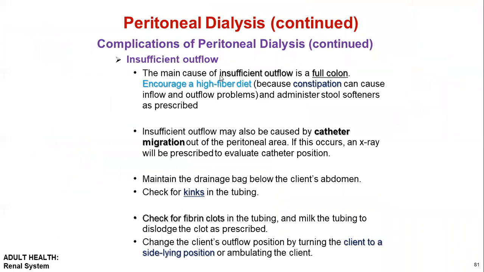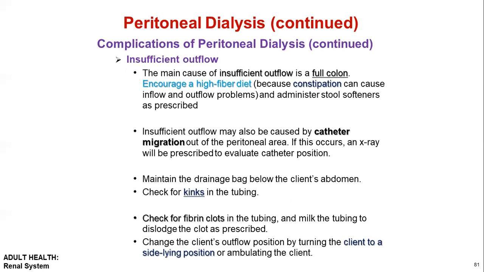Another complication is insufficient outflow. The main cause of insufficient outflow is a full colon. Always make sure patients do not have any constipation, so educate and encourage your patient to take a fiber-containing diet. Insufficient outflow may also be caused by catheter dislodgement, migration, or displacement, or by bending or kinking.